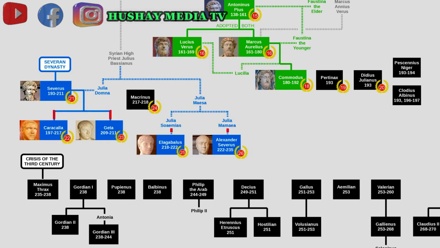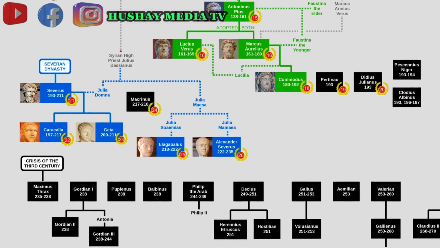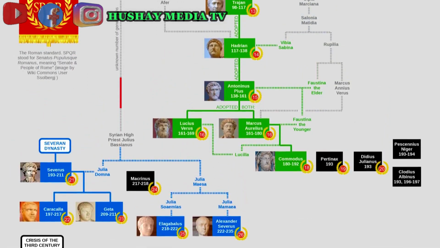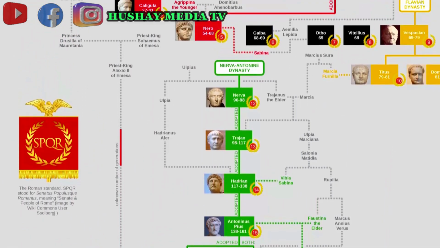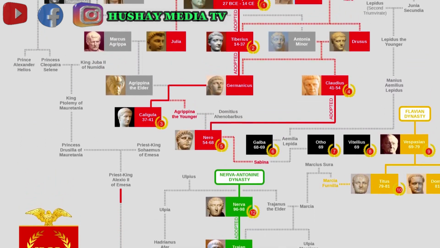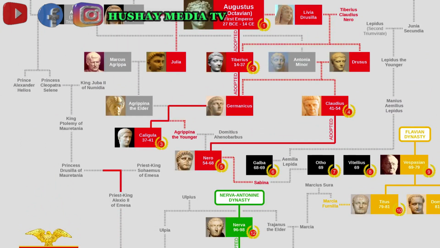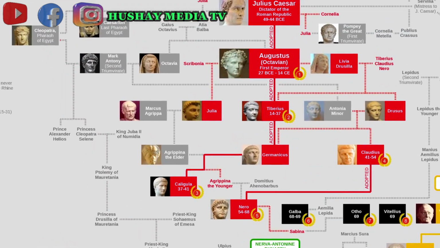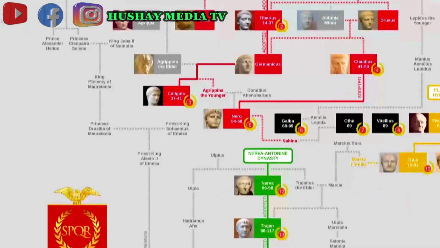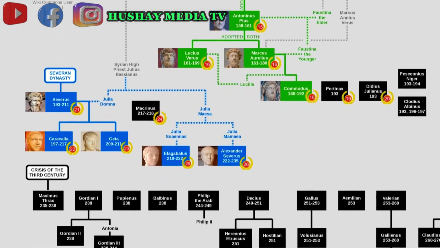Now, the interesting thing about these 4 emperors is that they can all trace their roots to an individual named Julius Bassianus, who was a high priest in Syria. And that individual, through an unknown number of generations, is thought to have been a descendant of this priest king, also in Syria. And that priest king was a direct descendant of Cleopatra and Mark Antony. So we have at least 4 emperors who may have been descendants of both Cleopatra and Mark Antony.